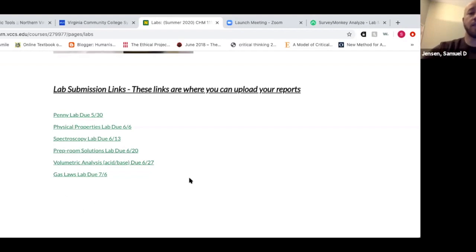Each one of these labs is going to be due the week after we have our meeting. So this is due next weekend. Next Saturday, this lab is due. We're going to talk about the physical properties lab next week, and that is due the week after. So you have 1 week to do each lab. You probably have a little bit more in one of the other ones.